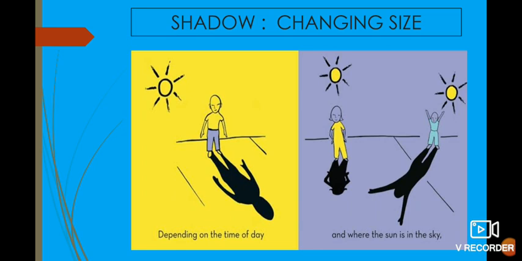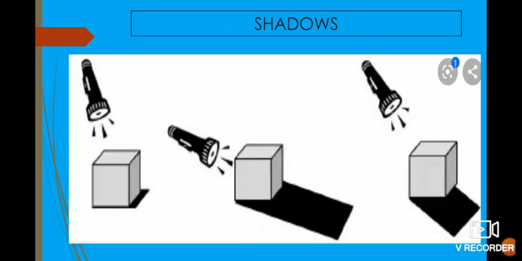Look at the third picture. The third picture has probably been taken in the evening. Again, you find a long shadow. So, the size of the shadow keeps changing depending on the angle of the source of light, in this case, the sun. It is not only the sun's light; it is the same for any other source of light.